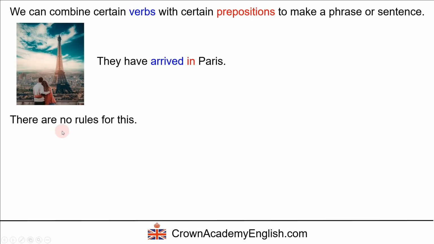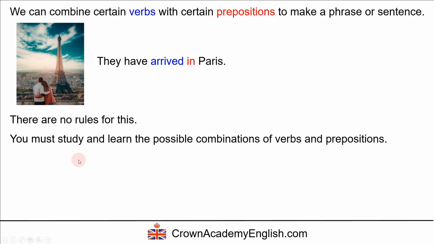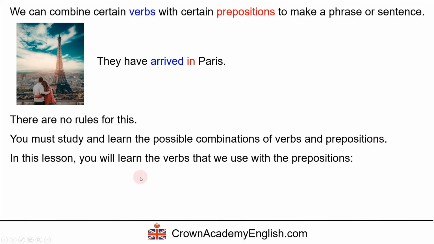Unfortunately, there are no rules for this. You must study and learn the possible combinations of verbs and prepositions. In today's lesson, you will learn the verbs that we use with the prepositions about, with, and at. So let's start with about.